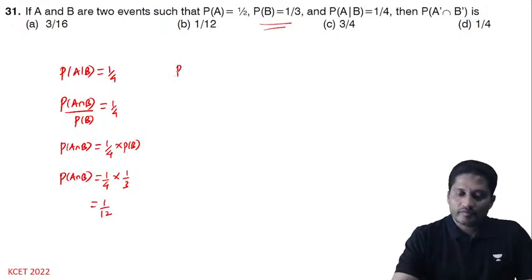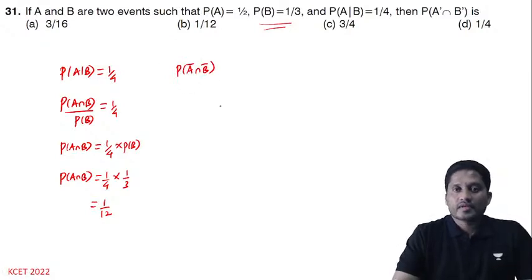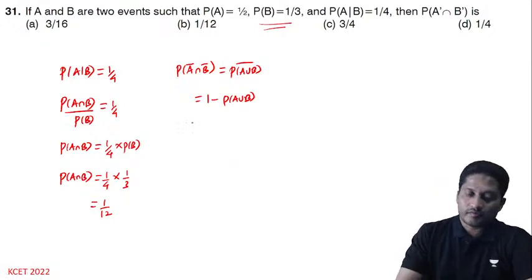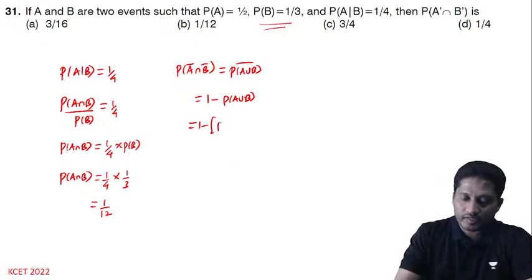I should find out P of A dash intersection B dash, that is A bar intersection B bar. Right, now I can write this as P of A union B whole bar. P of A union B whole bar is 1 minus P of A union B, right? Now P of A union B is P of A plus P of B minus P of A intersection B.